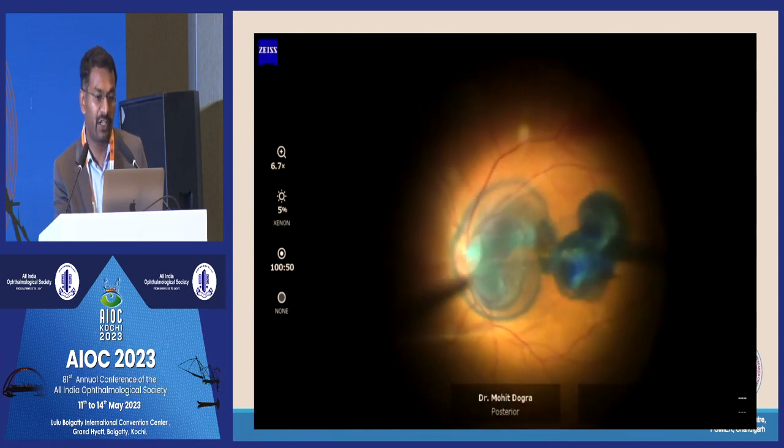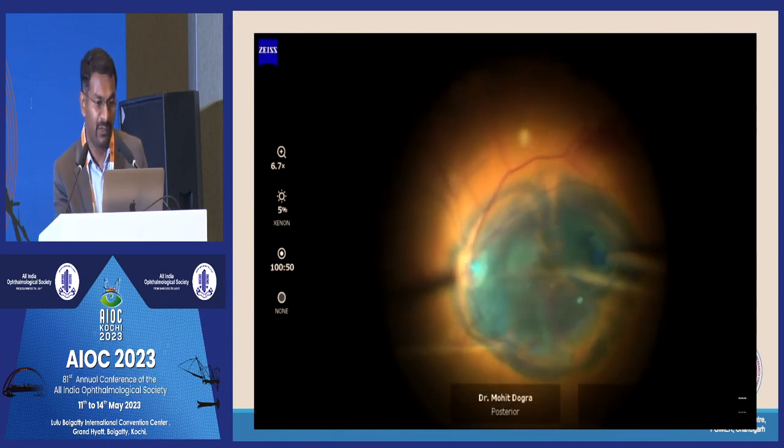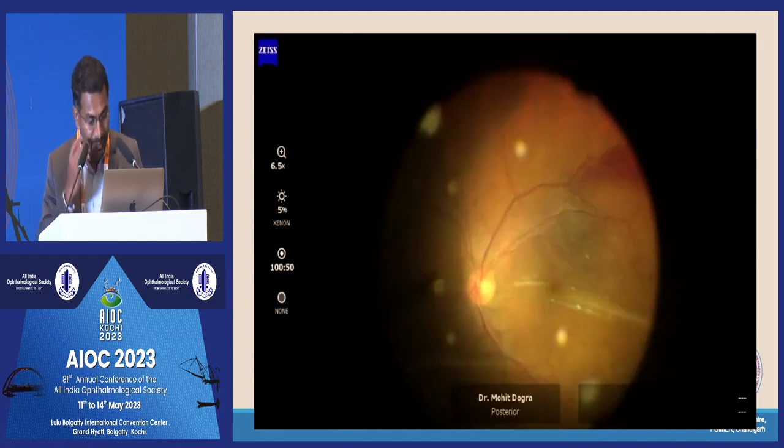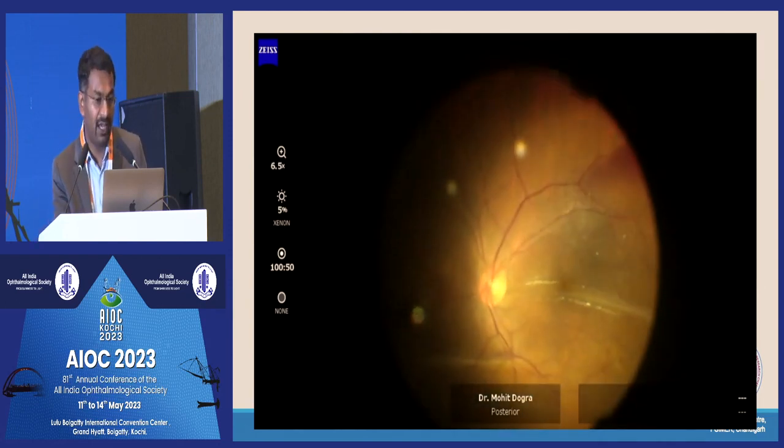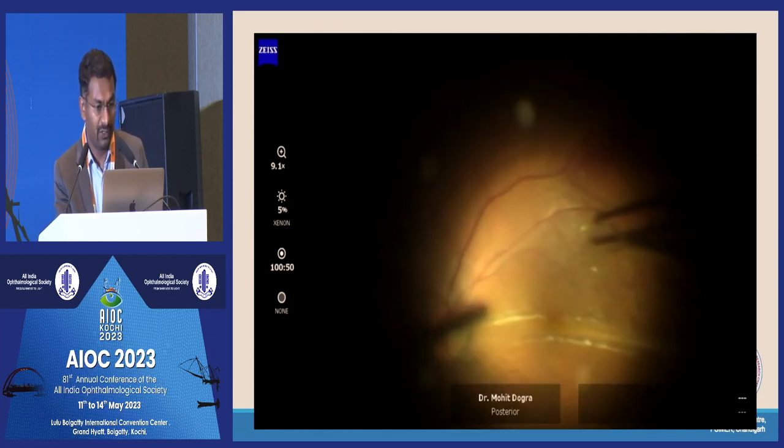After completing the vitrectomy, we stained the ILM with the help of BBG. And then after removing the BBG, we completed the 360-degree ILM peeling around the fold.